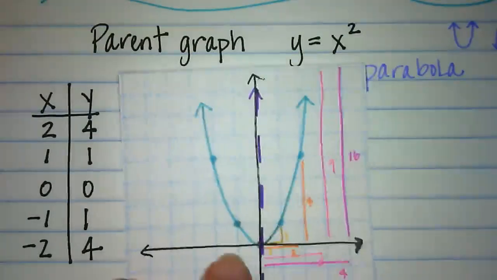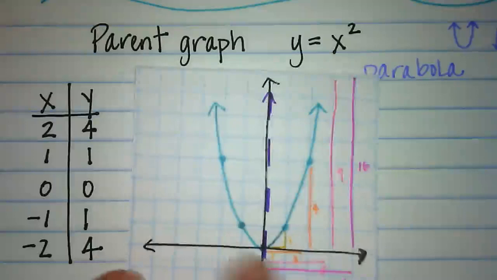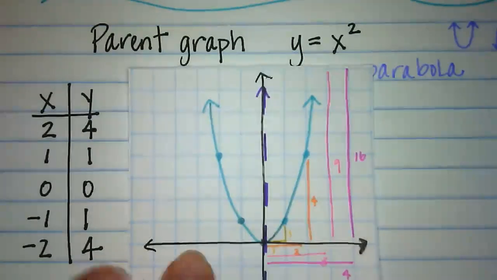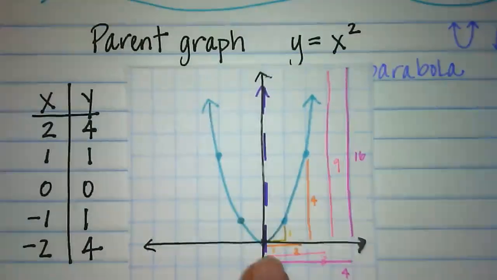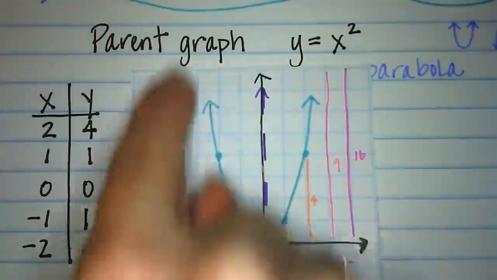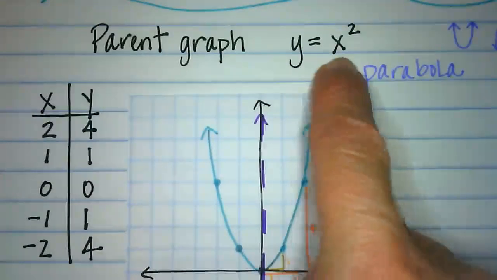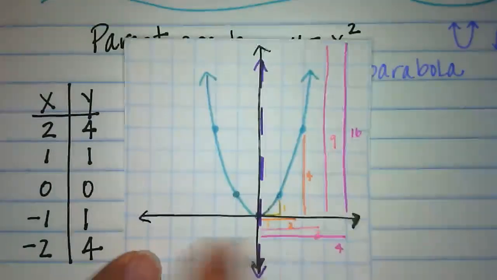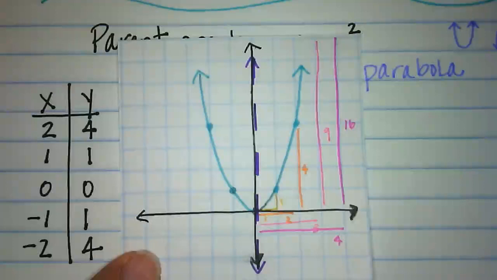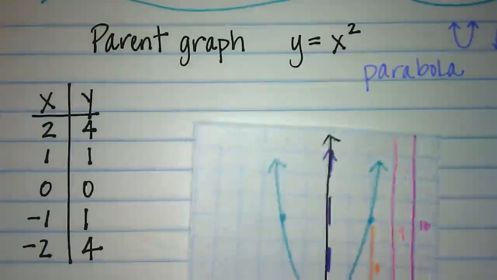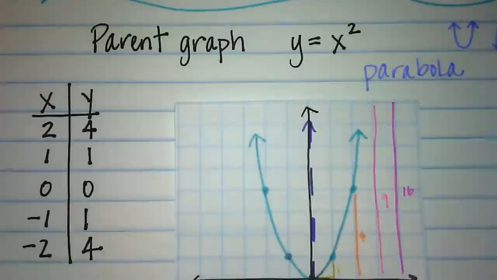So if I went left 1, I'd go up 1. Left 2, I would go up 4. Left 3, I would go up 9. Left 4, I would go up 16, and so on. And it totally makes sense because we're squaring the number that we're moving on the x. All right, so keeping that in mind, let's move on to our first example.